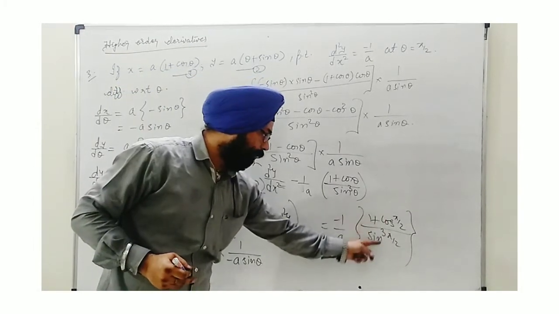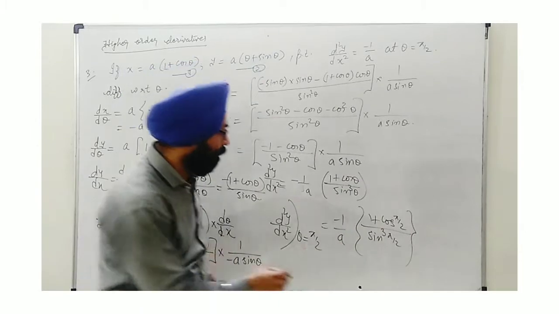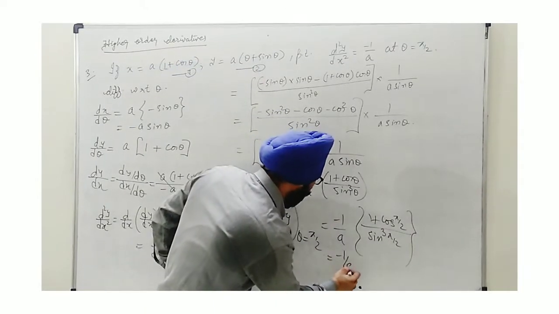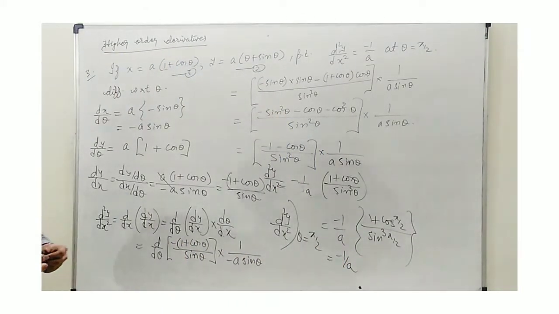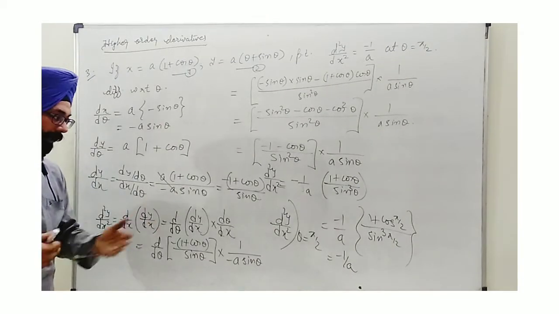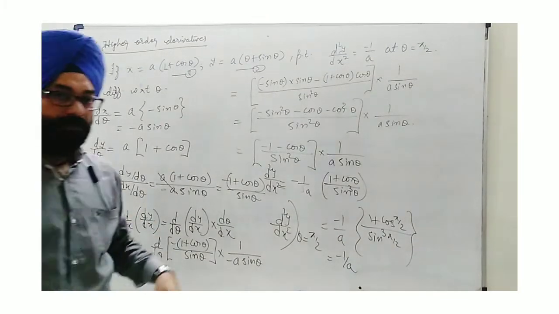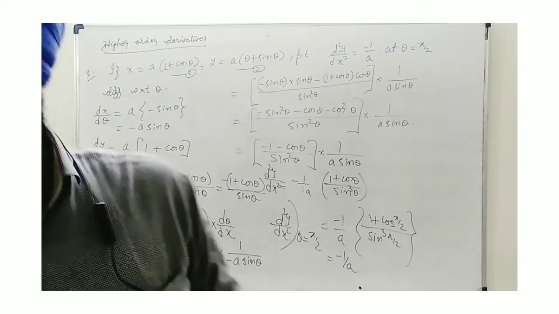So 1 plus 0 upon 1 will give you completely 1 into this constant. So finally we have got minus 1 upon a. So this way we get the required answer. I hope you have understood. We'll go to the next question now.